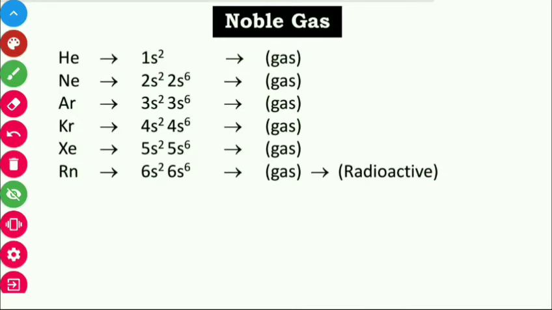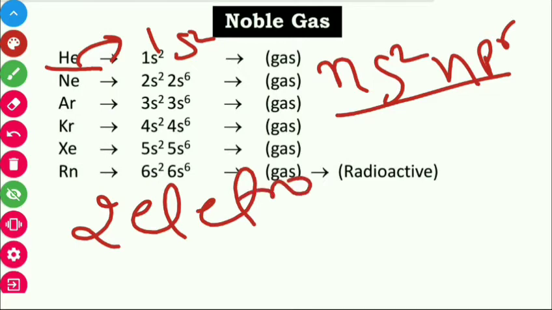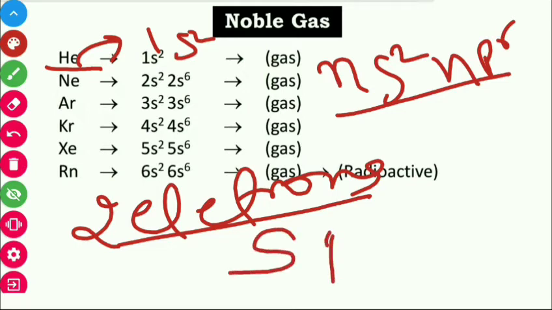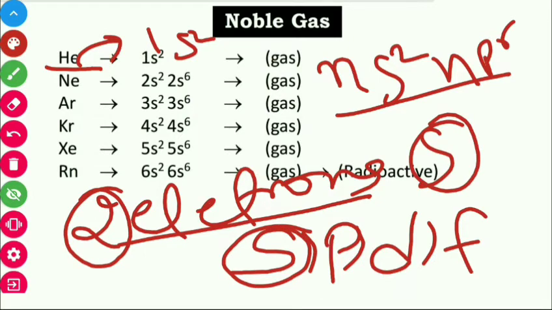Now the general electronic configuration of noble gas elements is ns2 np6, except helium. Helium's electronic configuration is 1s2. Why 1s2? Because in helium there are only 2 electrons. We fill electrons in the s, p, d, f subshells according to energy level. As helium has only 2 electrons and s holds 2 electrons, helium has no further electron, so its electronic configuration is 1s2.